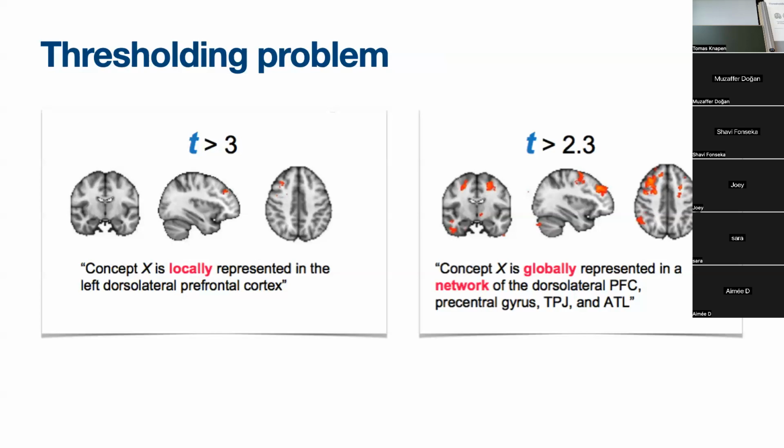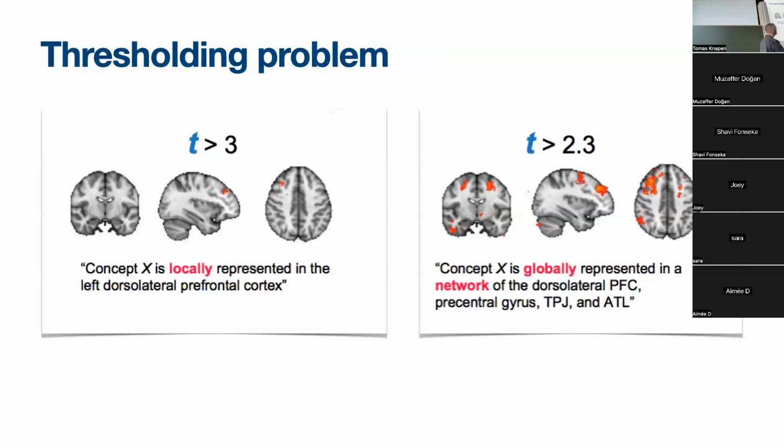And the way that you generally see people talk about that in the literature is, well, this concept X is globally represented in this network of regions, for example, again that dorsolateral prefrontal cortex, but also now the precentral gyrus, temporoparietal junction, anterior temporal lobe. And these sound like quite different sorts of conclusions. One is very definite, like, hey, this is where it's happening. The other is very broad and a bit more indistinct, if you will. But it's the same data that's underlying this.